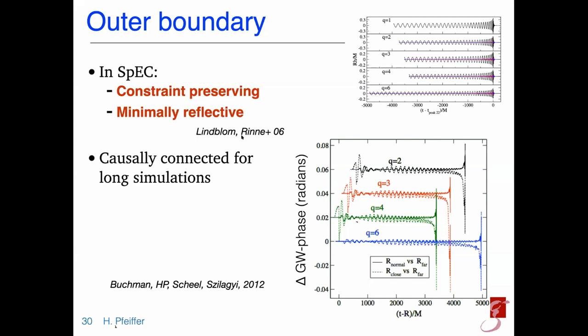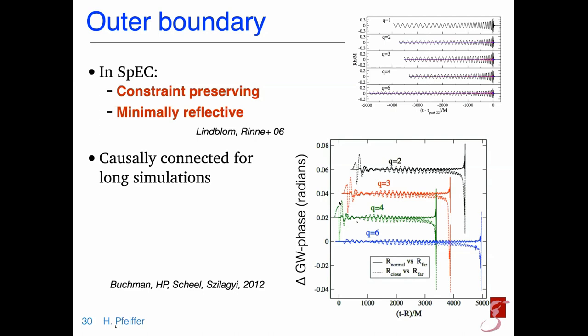In particular, one can choose all these boundary conditions such that they are constraint preserving, so that no constraint violations enter the computational domain, and such that they minimize any type of reflections of outgoing gravitational waves at the outer boundary as well. And all this is implemented in SpEC as the only code that does this.